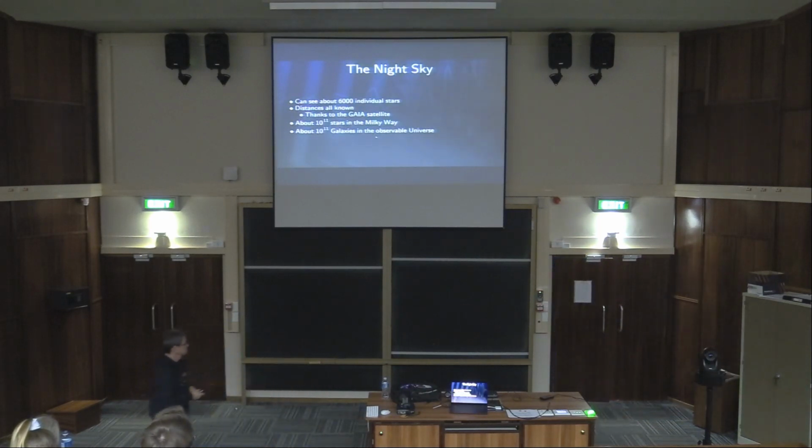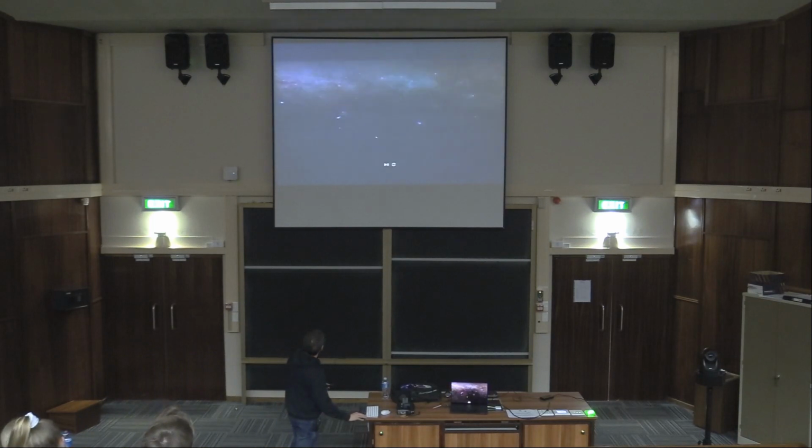Come in. Okay? Alright. So we can see about 6,000 individual stars. There's about 10 to the 11 in our galaxy, and there's about 10 to the 11 galaxies in the universe. Depends what you call a galaxy. So, of that order. Now this is what happens if I remove everything of interest. You just get the night sky.